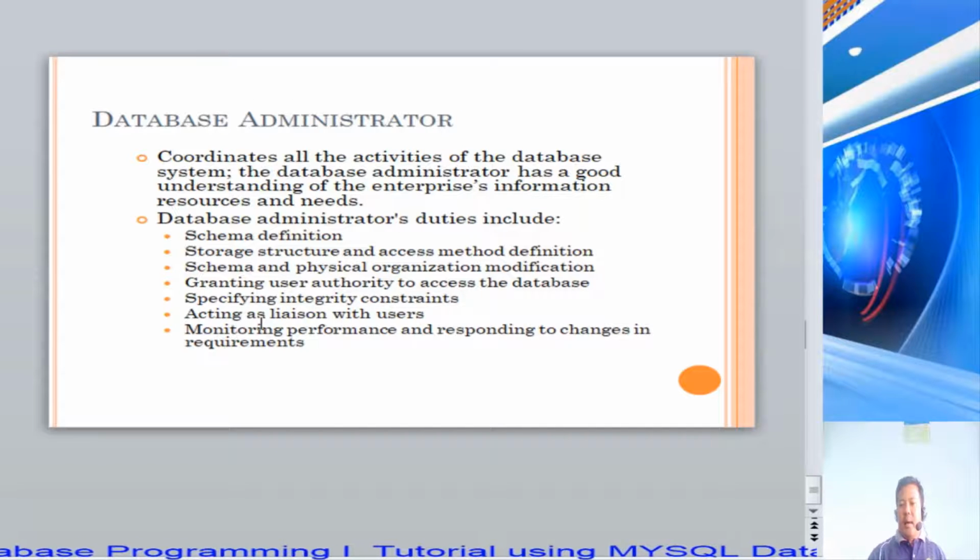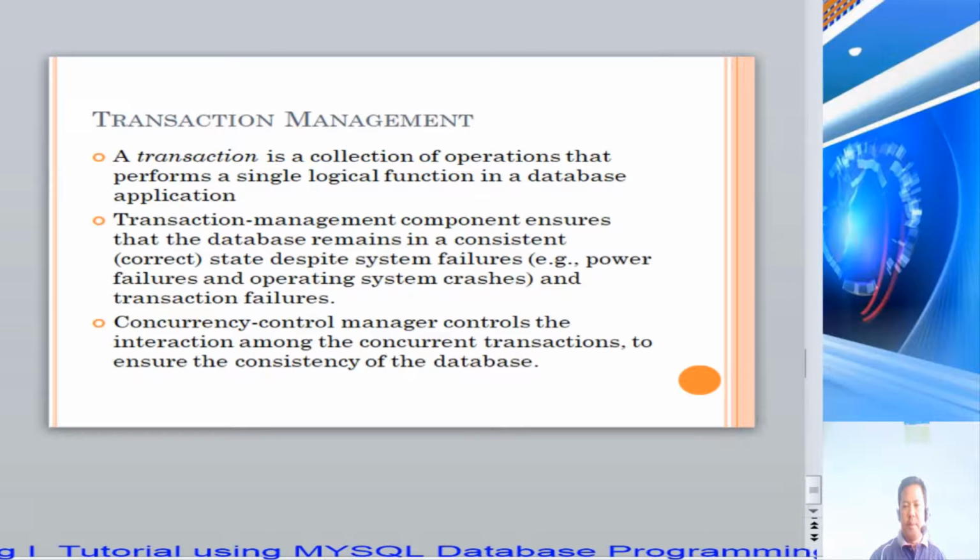constraints, and acting as liaison with the user. Liaison means you are trying to give some information on how, what, and who are accepted in that particular database for accessing. Okay, monitoring performance and responding to changes in requirements. So those are the functions or duties of the database administrator.